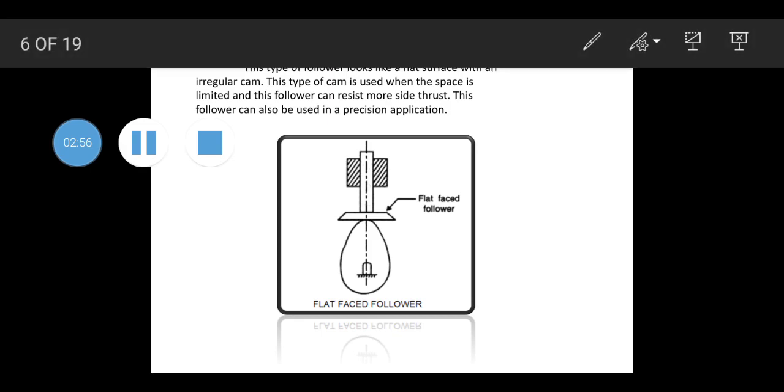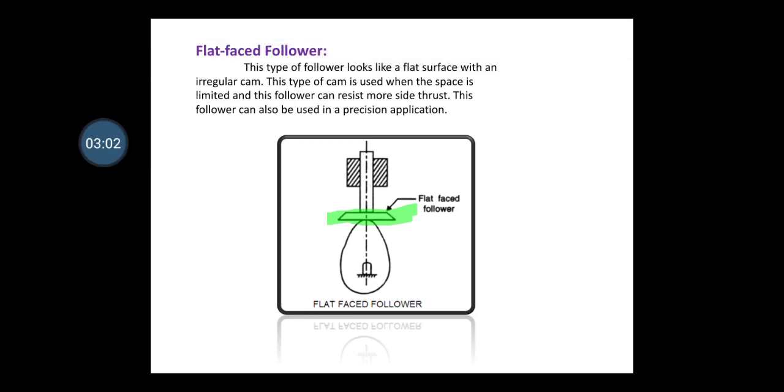Coming towards the flat face follower. As we can see here, this is the flat face of the follower. This type of follower looks like a flat surface, used with an irregular cam. This type of follower is used when the space is limited, and it can withstand more side thrust. This follower can also be used in precision applications.